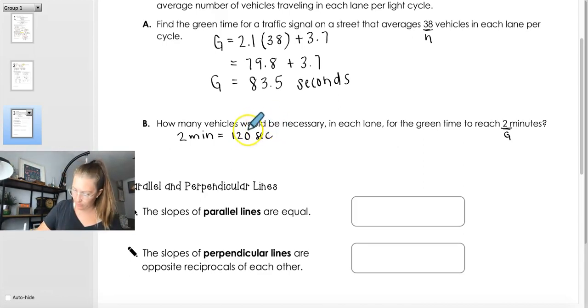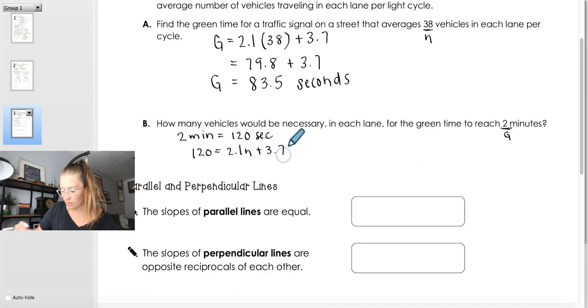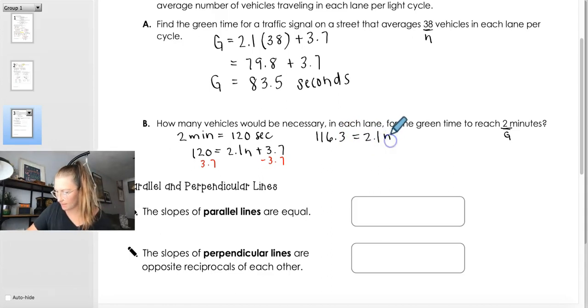Okay, now we're going to plug in for G. So I'm going to get 120 equals 2.1n plus 3.7. Go ahead and solve. We're solving for n, so we need to isolate it. I'm going to subtract 3.7 first. That would give me, what, 116.3? 116.3 equals 2.1n. Okay, divide by 2.1, divide by 2.1.